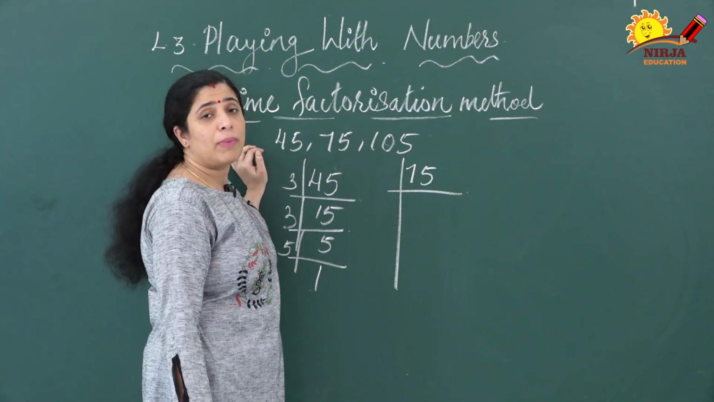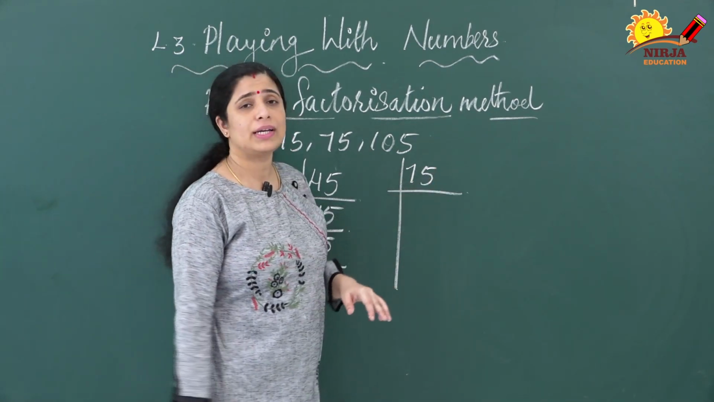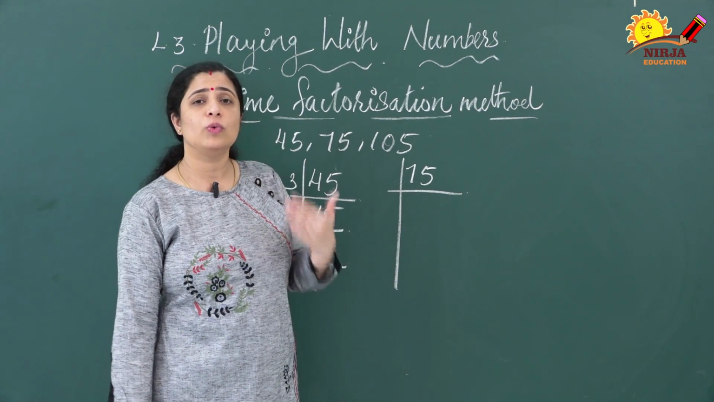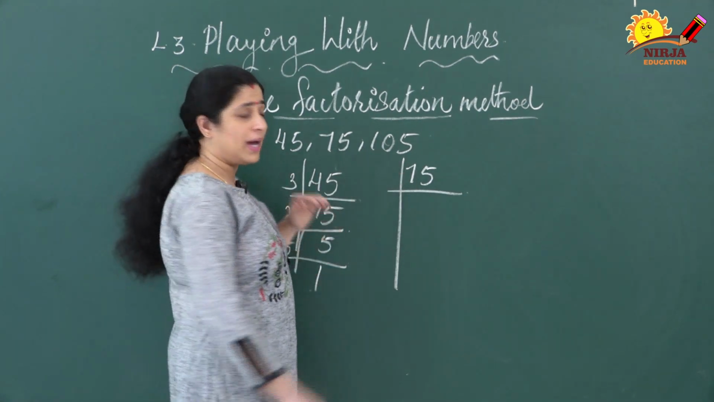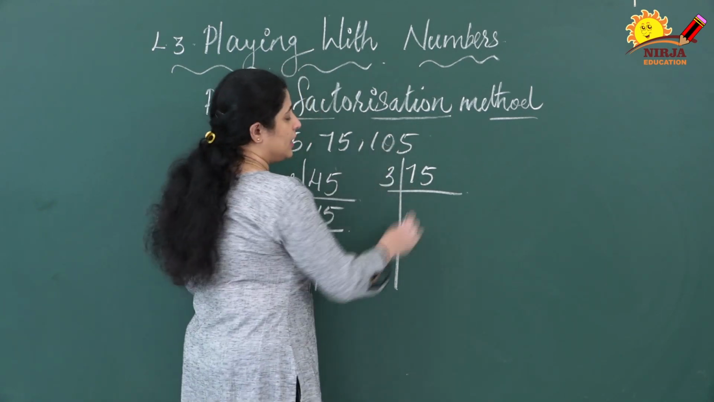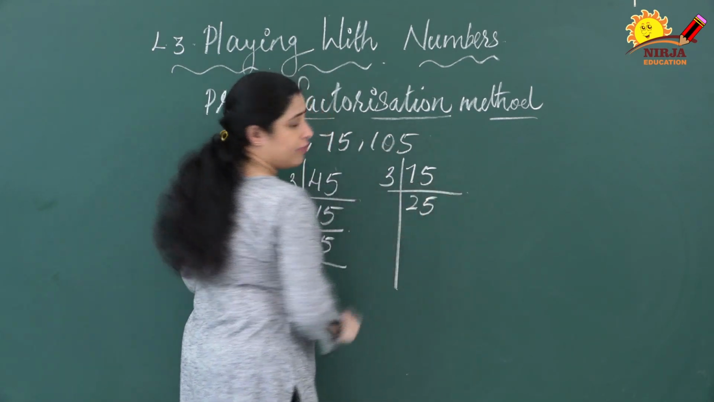So we will check by 3. 7 plus 5, what are you getting? 7 plus 5 you will get 12. So 12 is a multiple of 3. So you can divide it by 3. So when you are dividing you are getting 25.